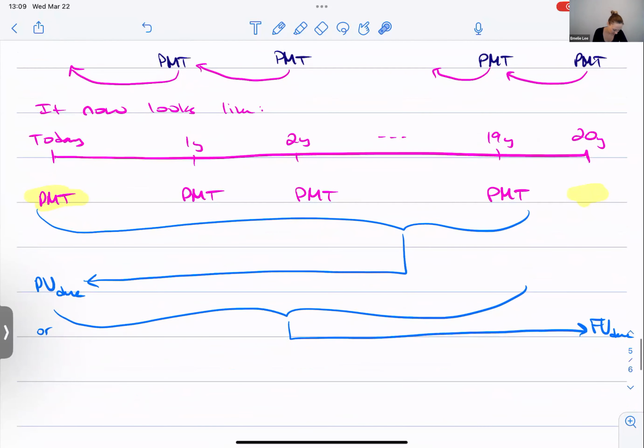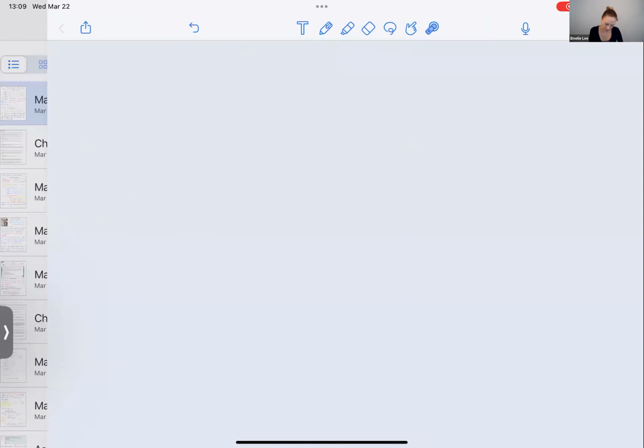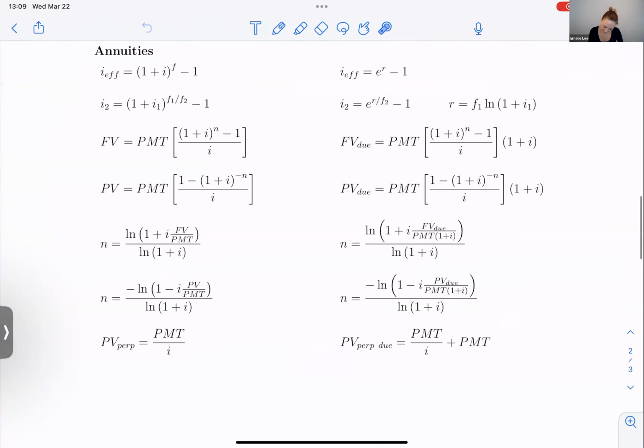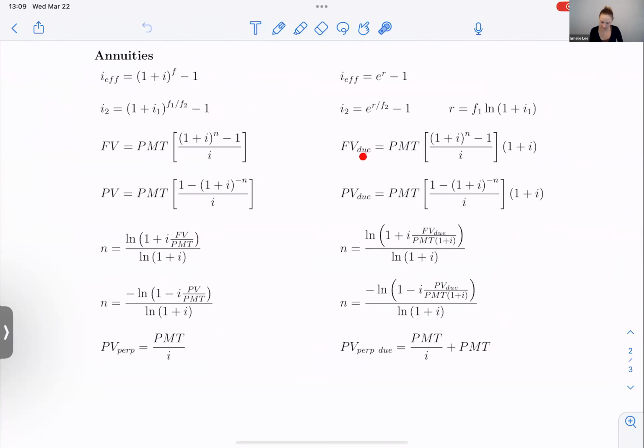And so here, let's see here. So a future value due, let's just jump to the formulas. Like I said, the future values, present values, and the ends for due, when payments are at the beginning, are all going to be over here on the formula sheet.